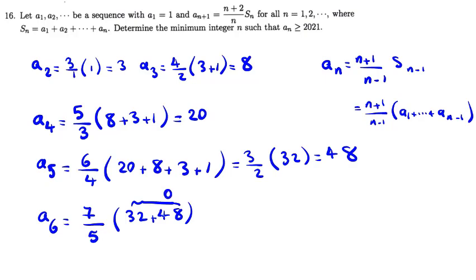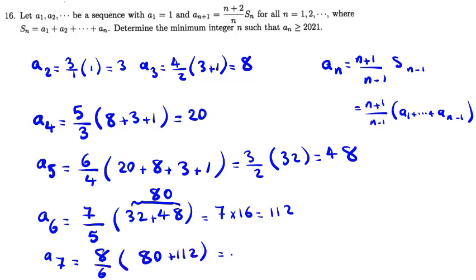8 plus 2, 10, 4, 3, 7, 80. 80 over 5 is 16, and it will be 112. And if you want to find a7, it will be 8 over 6 times 80 plus 112. And it will be 8 over 6 times 2, 8 plus 1, 9, 192. It will be 8 over 6 times 192, 256.